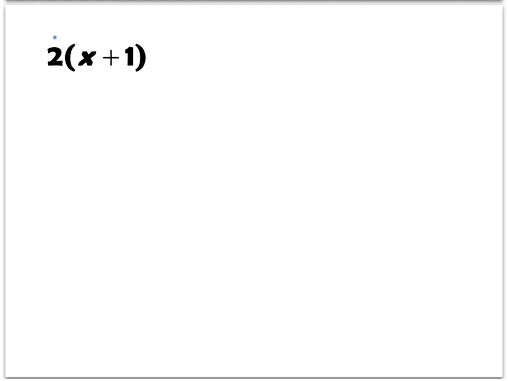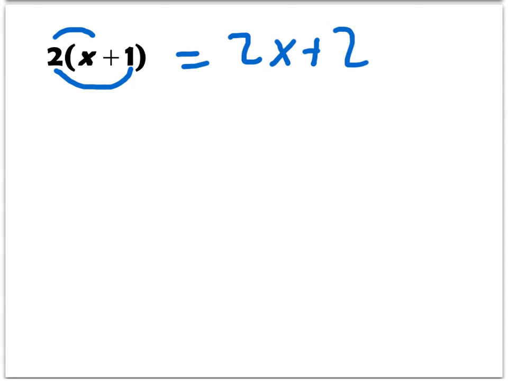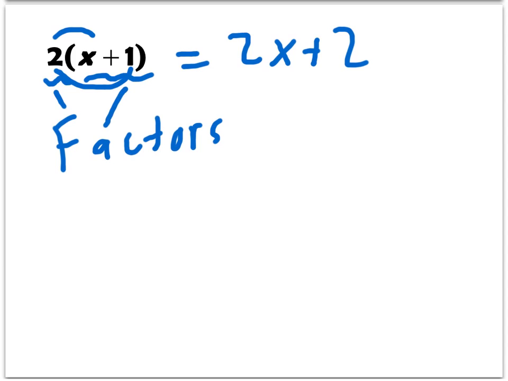Now, one thing we could do is distribute the 2 across to get 2x plus 2. And so now we've got a new algebraic expression that we got by multiplying the 2 and the x plus 1. And so the 2 and the x plus 1 are factors. Now, factors can be numbers, like the number 2, but they can also be expressions, like x plus 1.